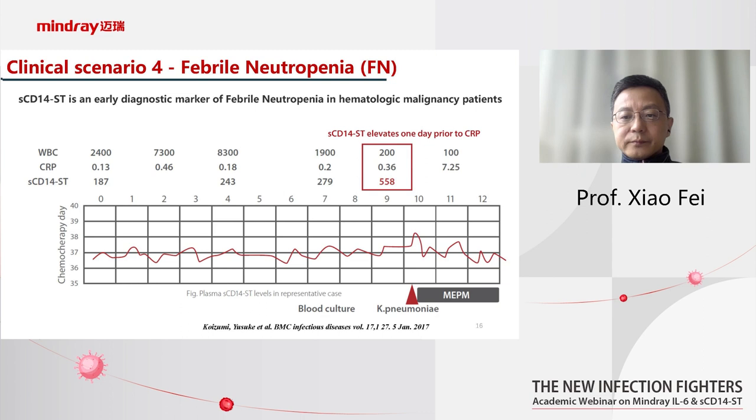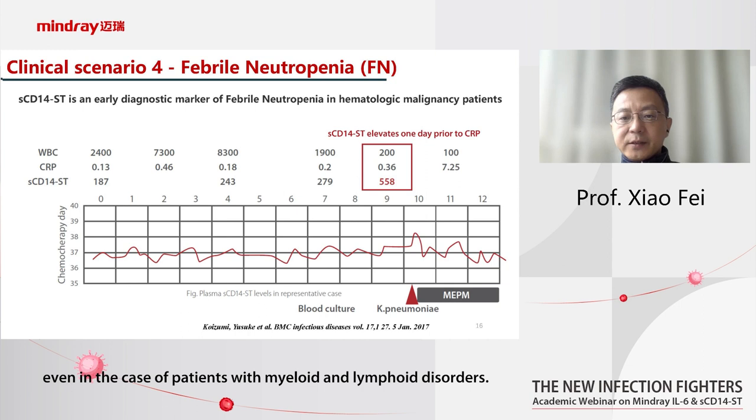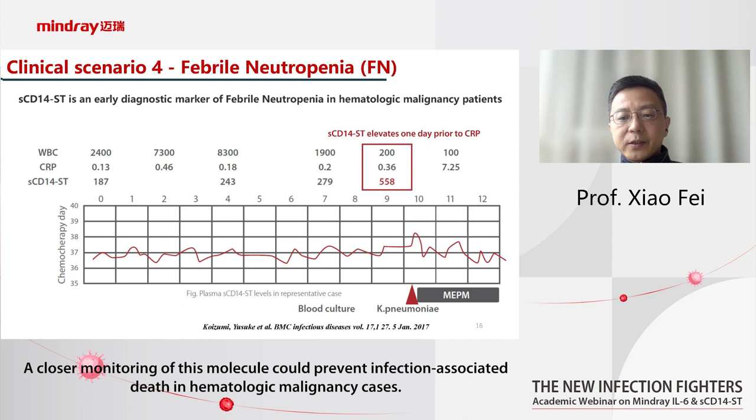Even in case of extremely low WBC counts. Furthermore, evaluation of increased rate can facilitate the early diagnosis of febrile neutropenia, even in patients with myeloid and lymphoid disorders. Closer monitoring of this molecule could prevent infection-associated deaths in hematological malignancy cases.